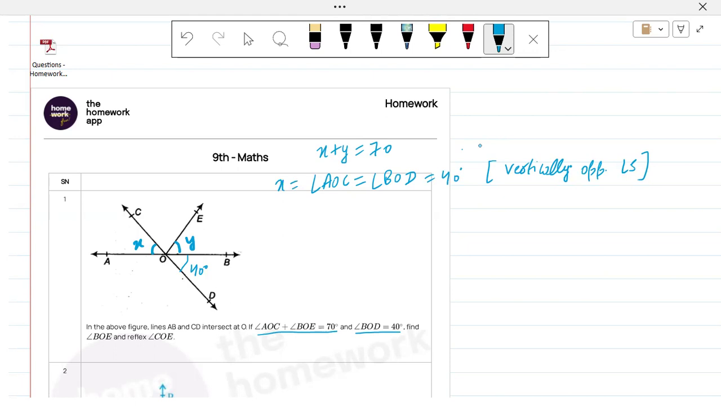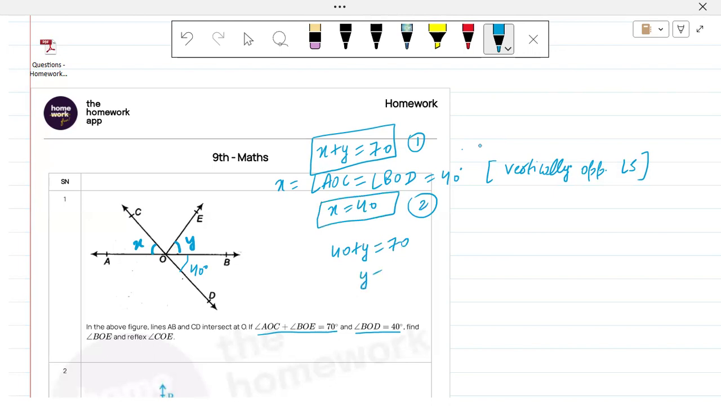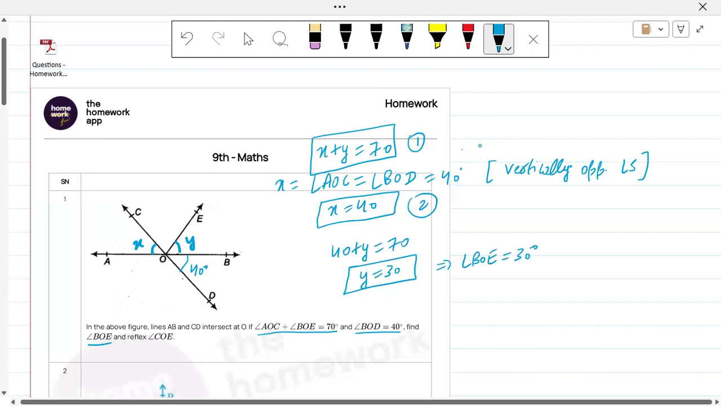Now, how can you find the value of Y? You know that X plus Y is equal to 70 degrees. This is our equation number 1. And we have also found the value of X equal to 40 degrees. This is our equation number 2. So by putting the value of X in equation number 1, you can easily find the value of Y. Like 40 plus Y is equal to 70 degrees. So Y is equal to 30 degrees is the answer. Y is angle BOE, so this implies angle BOE is equal to 30 degrees.